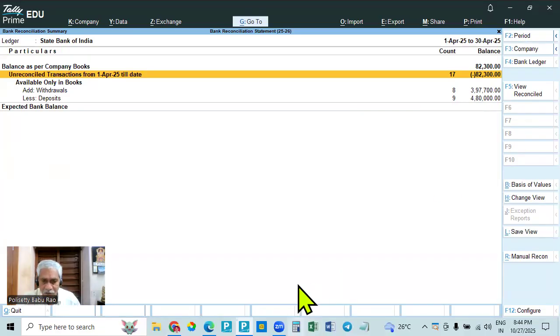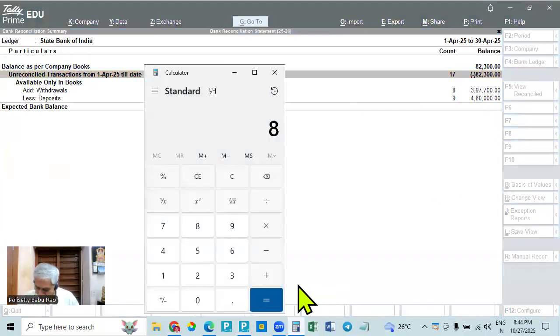For example, here 82,300 rupees plus 3 lakh 700 minus 4 lakh 80,000, 4 lakh 50. Nil balance. That means both are the same. So take the adjustments, bank and both are the same value.